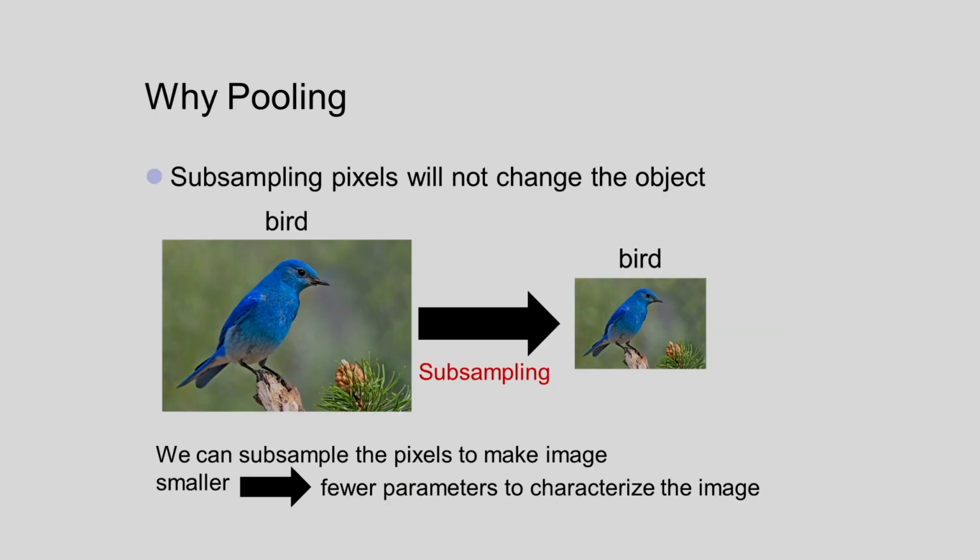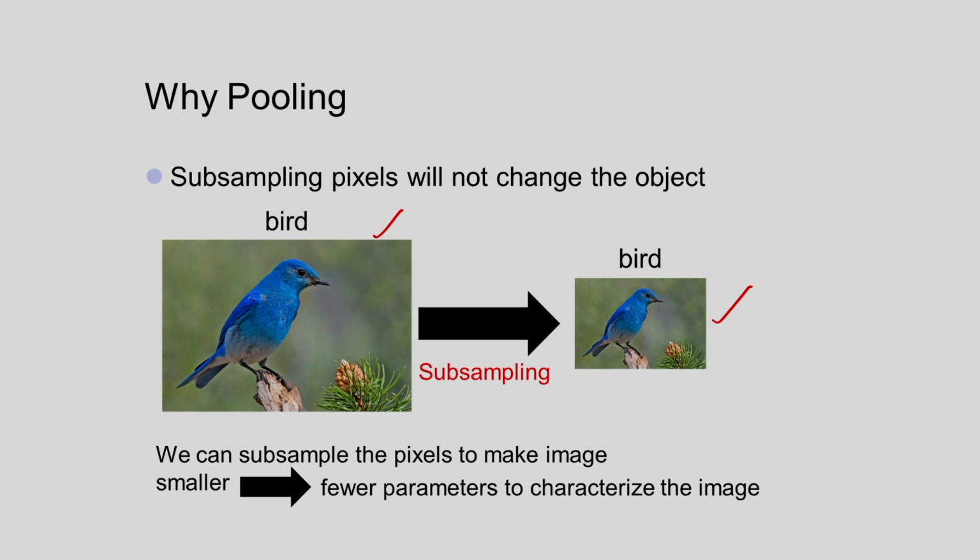And what is the pooling operation actually? Why is it important? Because by using the pooling operation I can reduce the size of the feature map. That means I can reduce the number of parameters. And one important point is that subsampling pixels will not change the object. You can see in this image I am considering this is a bird, and after I do the subsampling, the object will remain the same. So subsampling will not change the object.